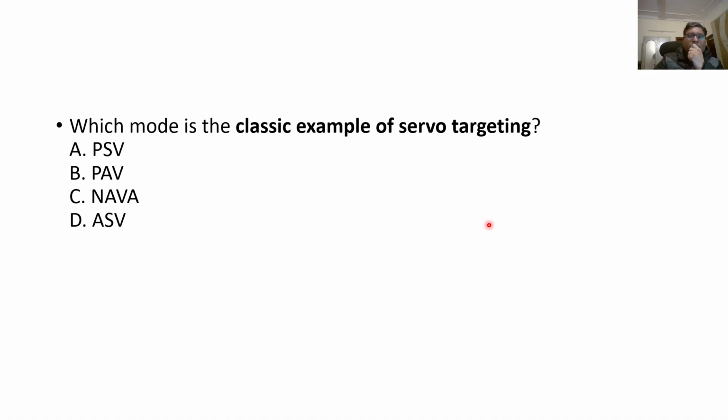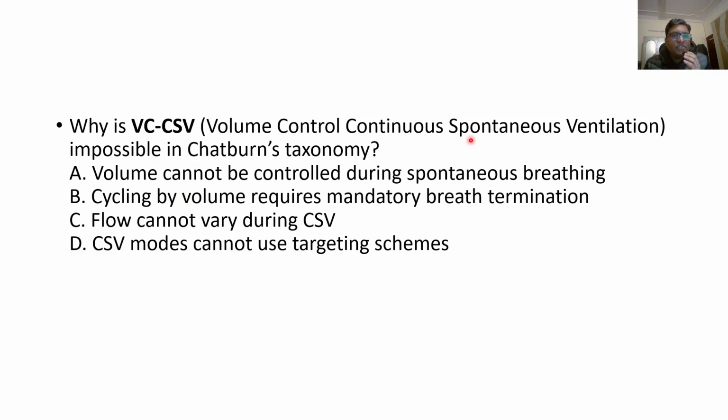Which mode is a classical example of servo targeting? PSV, PAV, and NAVA. PAV plus is also a type of servo targeting, but NAVA is the classical example of servo targeting. Why is VC CSV, volume control CSV, not possible?